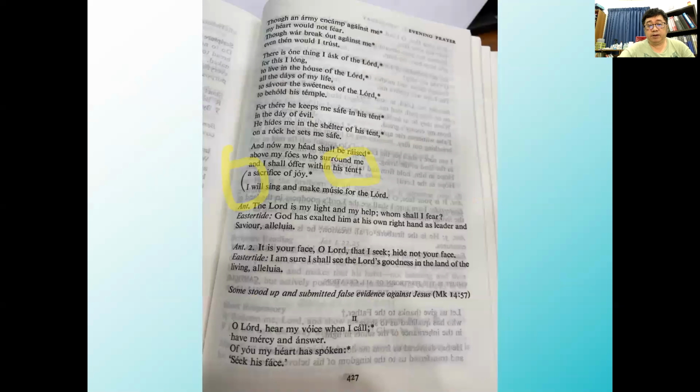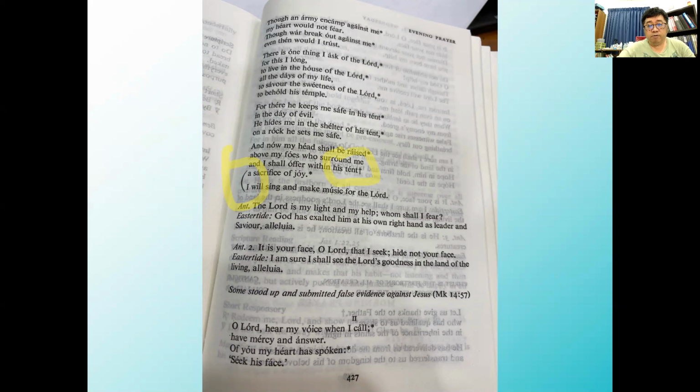If the plus symbol or cross symbol is at the end of a verse, what this means is you continue the same tone of the particular verse before you continue with the next tone of the next verse. So in this example, if you look at this last verse of this particular psalm, and now my head shall be raised above my foes who surround me.